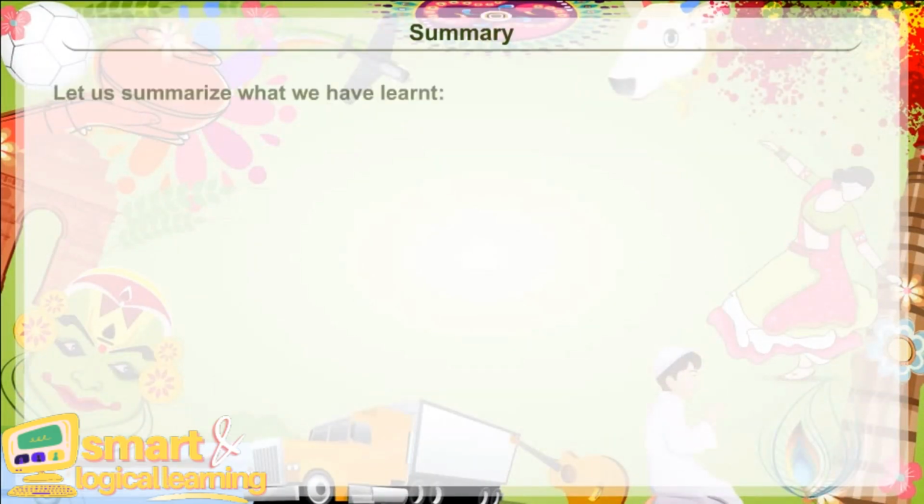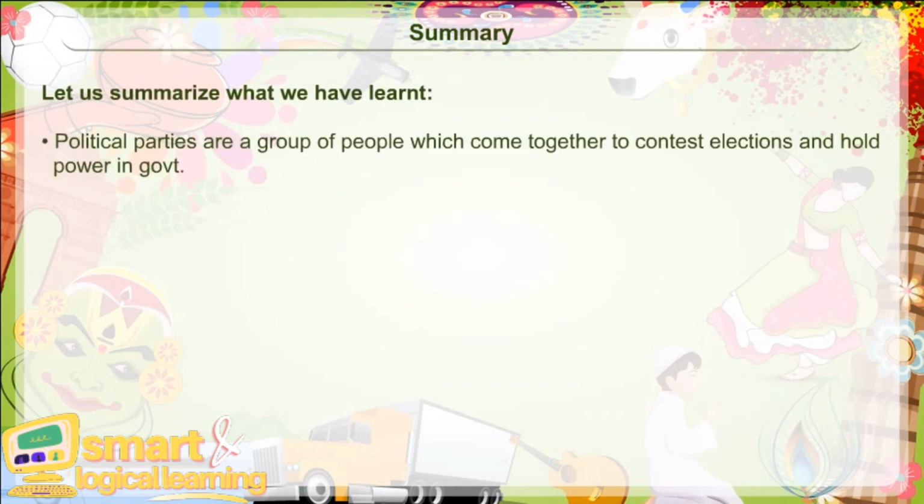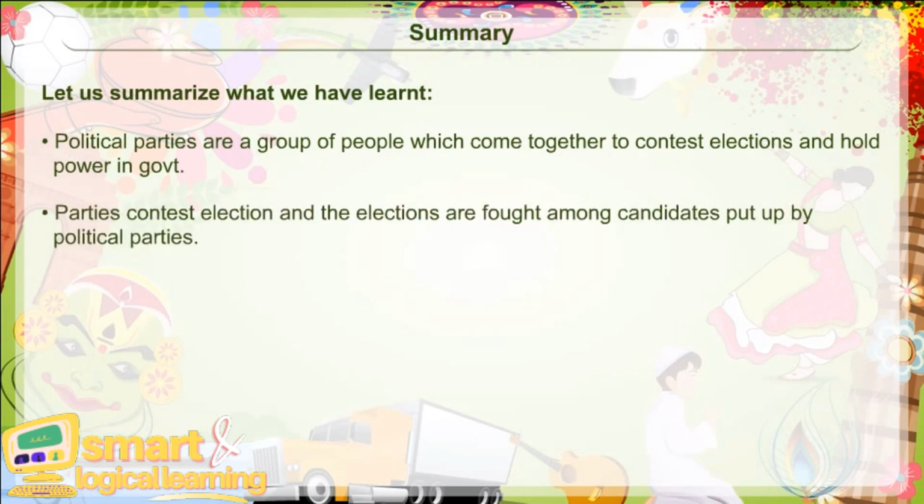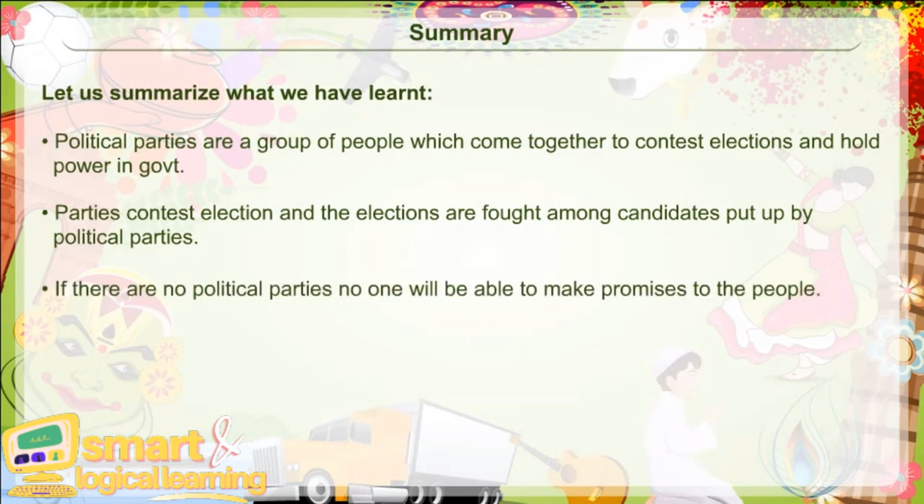Summary. Let us summarize what we have learned. Political parties are a group of people which come together to contest elections and hold power in government. Parties contest elections and the elections are fought among candidates put up by political parties. If there are no political parties, no one will be able to make promises to the people.